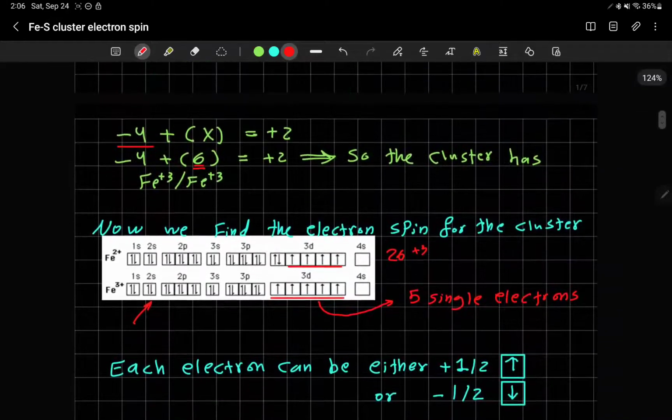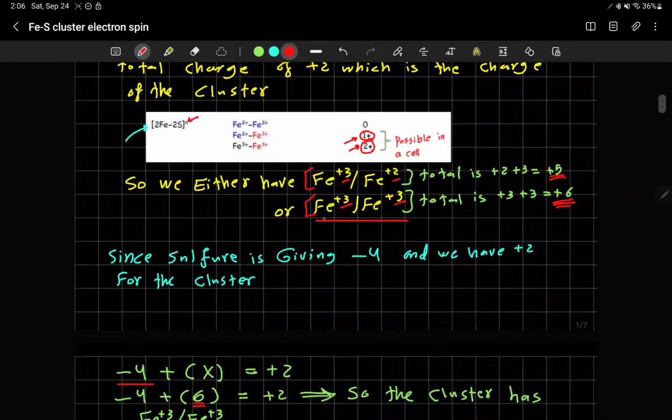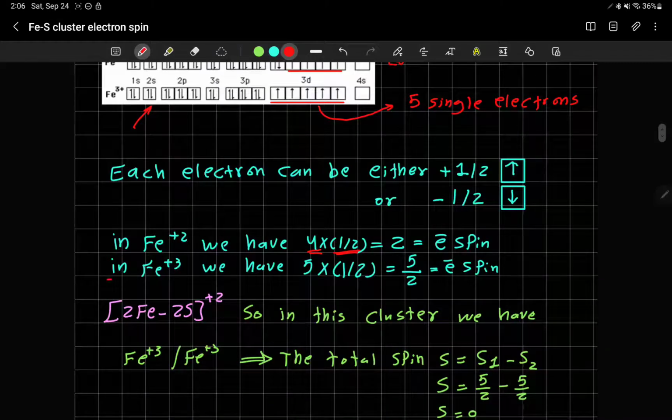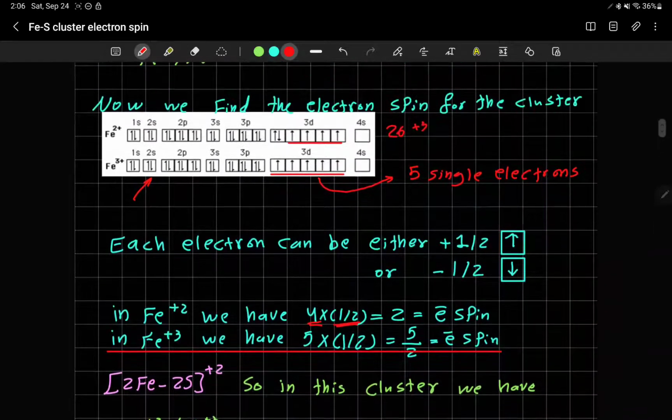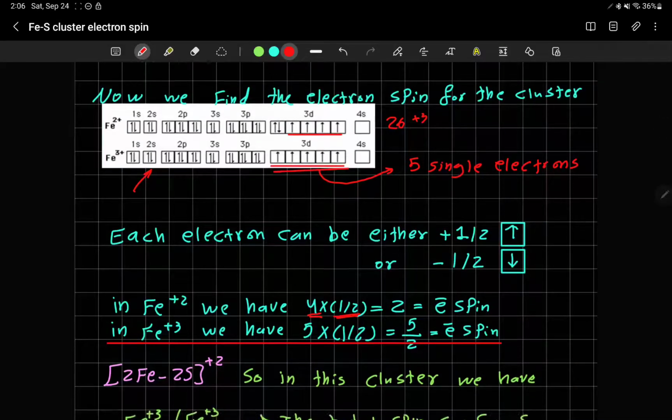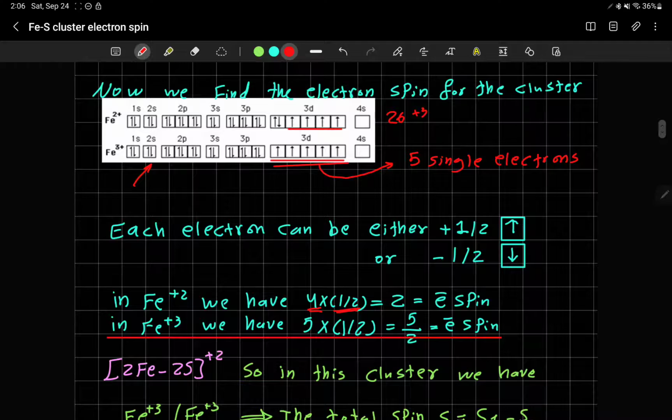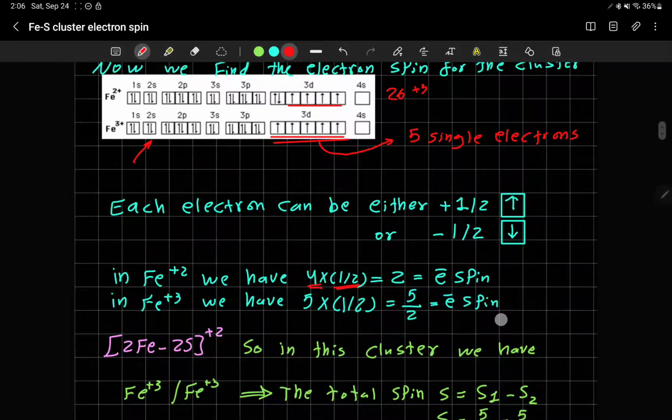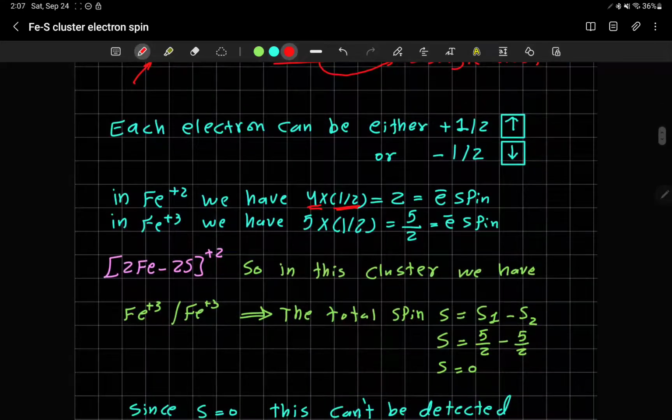In the case that actually concerns us here, right here, we find the electron spin. We see that we have 5 electrons here, and we know each electron will give you a half. So 5/2 will be our electron spin.